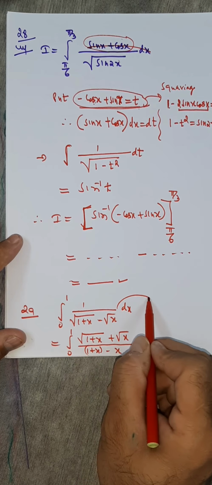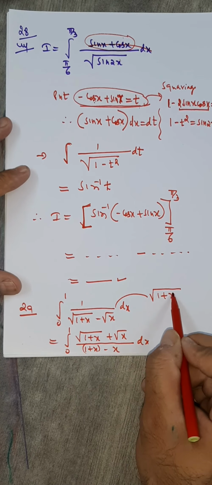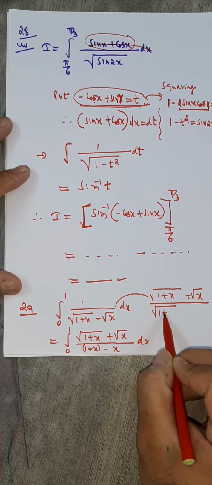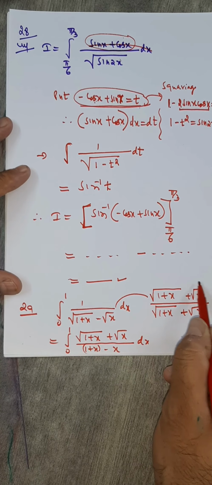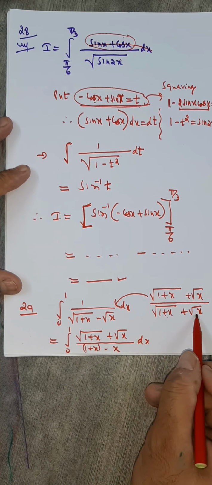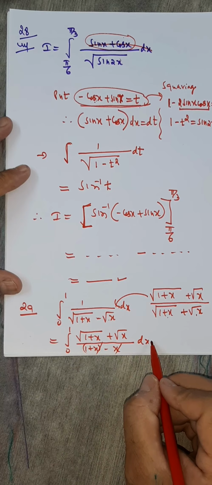Multiplying and dividing here with this expression, remember we are using the conjugate concept. Root x upon here root of 1 plus x plus root x. So these expressions are copied here, a minus b, a plus b. So both will be free from the square root. So this is just 1.